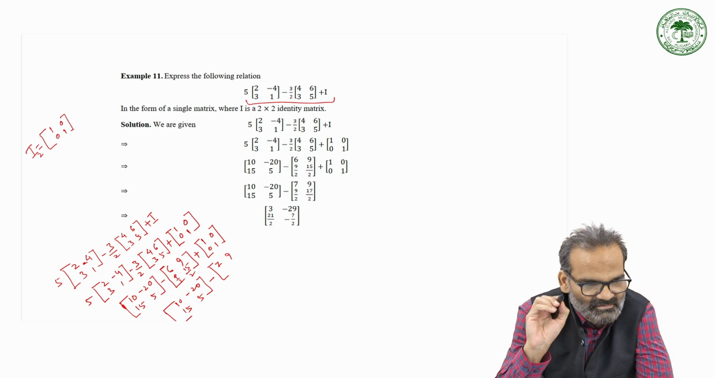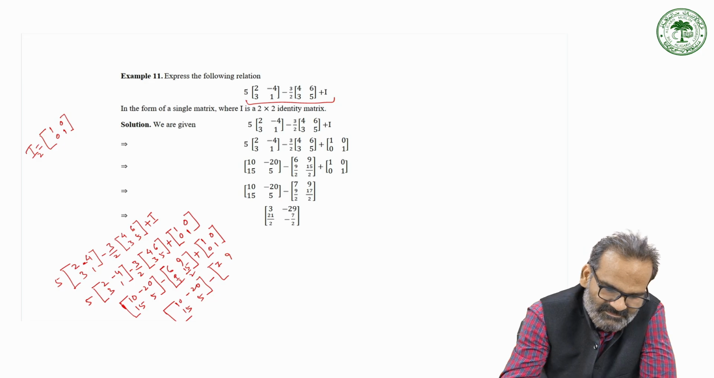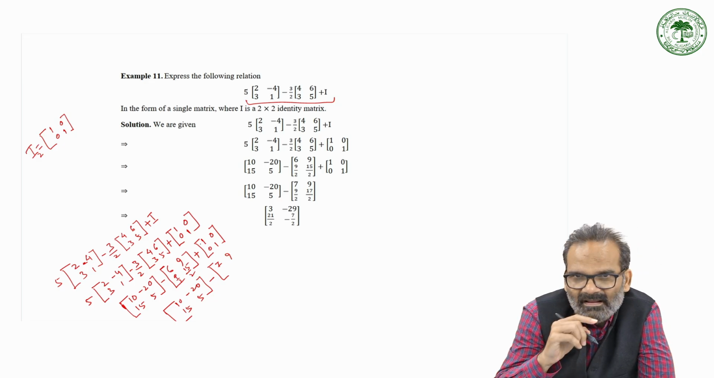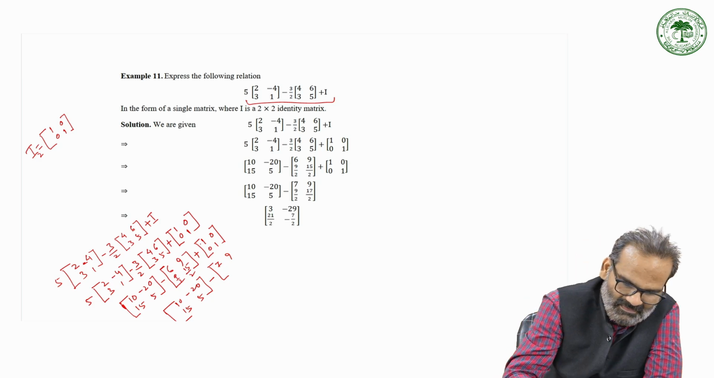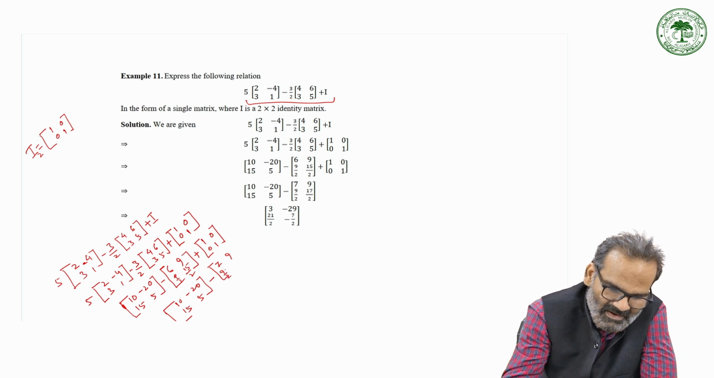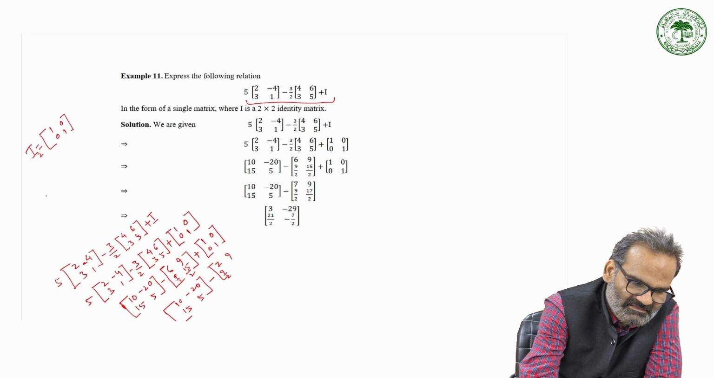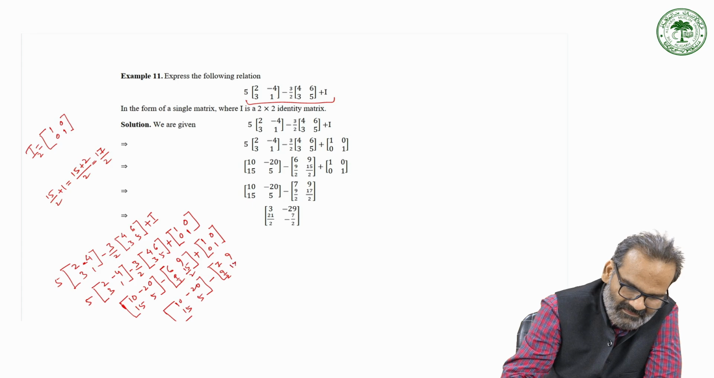Clear? Right? Look very carefully. 6 plus 1, this is 7. And 9 by 2 plus 0 will remain 9 by 2. And 15 by 2 plus 1, what will you get? 15 plus 2 by 2, that is 17 by 2. So we write here 17 by 2, right?